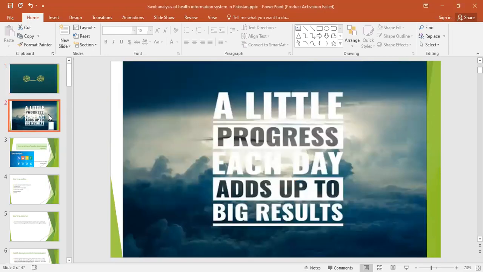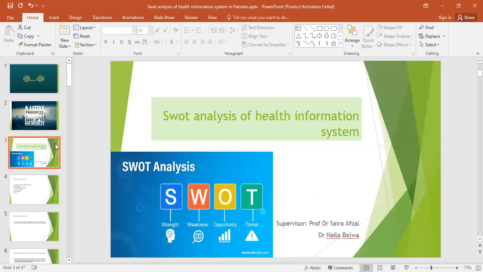Quote of the day: a little progress each day adds up to a big result. Today I will present the SWOT analysis of health information system under the kind supervision of Professor Dr. Saira Afzal.